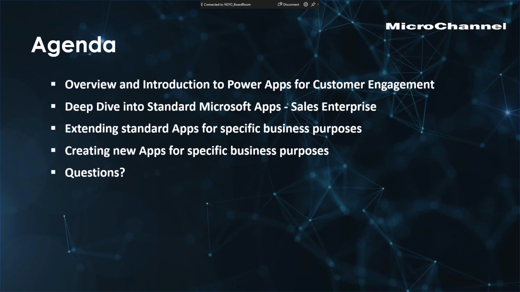We're going to look at how we can extend those standard apps for specific business purposes. So how can we take those out-of-the-box modules from Microsoft and fit them into our business process and business-specific needs. And then we're also going to have a look at how we can use Power Apps to create specific and new apps for your business. So outside of those that Microsoft modularize and put licensing around, how can we start afresh? How can we create new ones that we can leverage for our business?